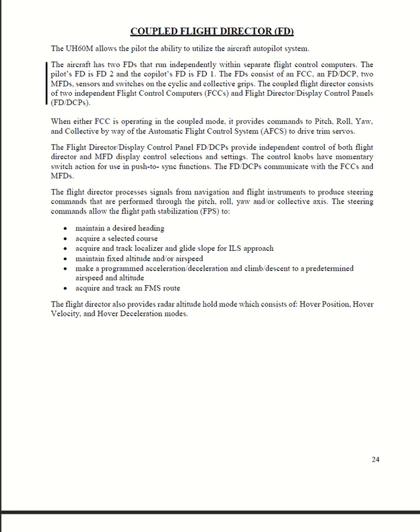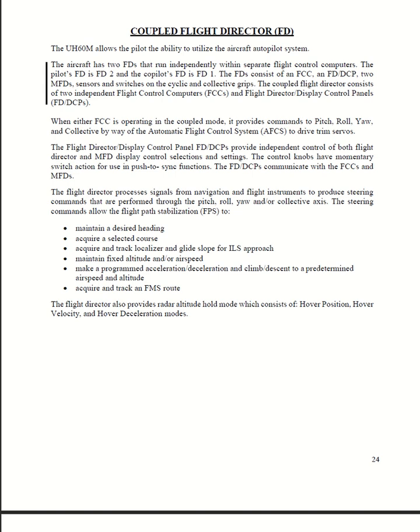The coupled flight director consists of two independent flight control computers, FCCs, and flight director and display control panels, FD and DCPs. When either FCC is operating in the coupled mode, it provides commands to pitch, roll, yaw, and collective by way of the automatic flight control system, also known as AFCS, in order to drive the trim servos. The flight director and display control panels, FD and DCPs, provide independent control of both flight director and MFD display control selection and settings. The control knobs have momentary switch action for use in push to sync functions. The FD and DCPs communicate with FCCs and MFDs.